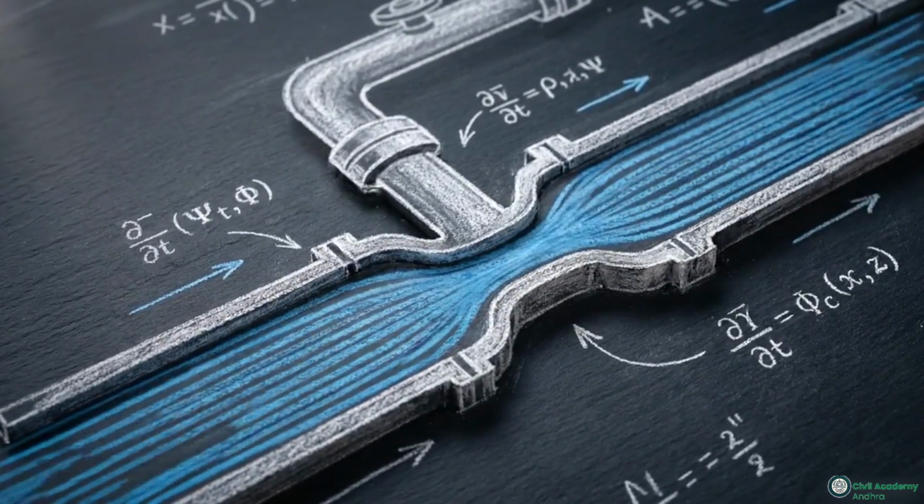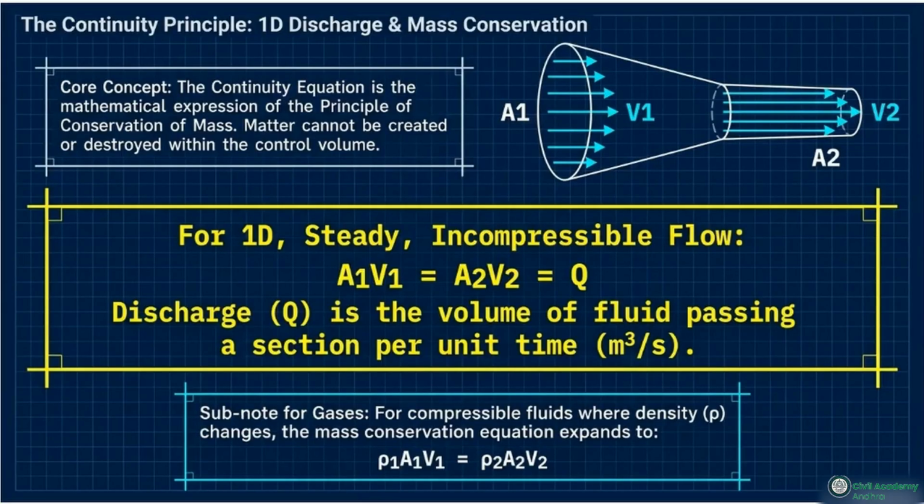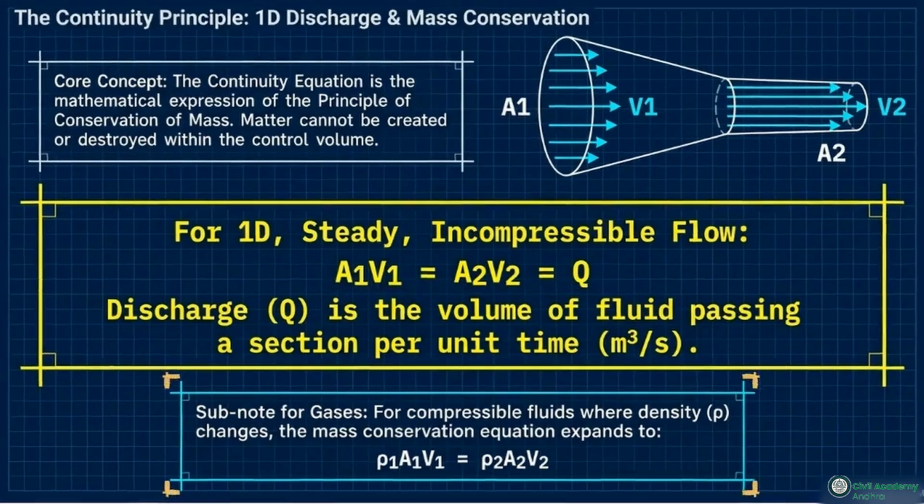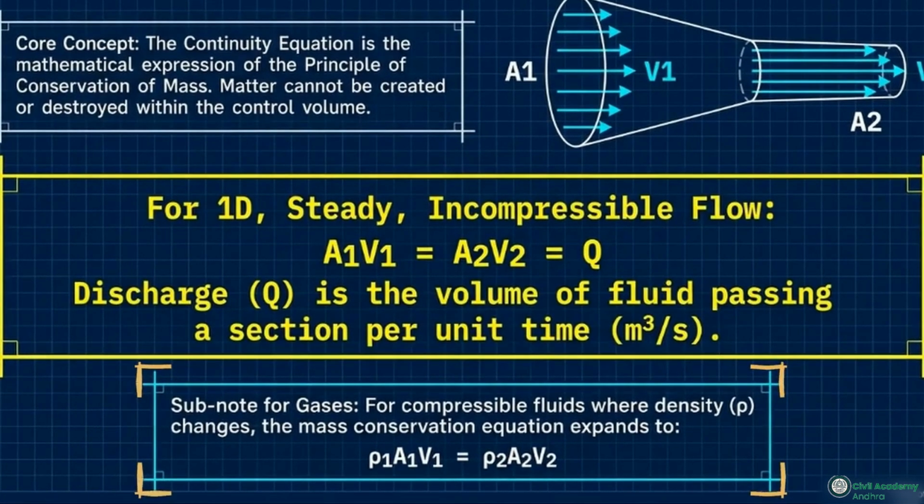This volumetric diagram defines the core concept of discharge, represented by Q. For one-dimensional, steady, incompressible flow, the volume of fluid passing a section per unit time remains constant. We express this strictly as area 1 times velocity 1 equals area 2 times velocity 2. This subnote on the diagram expands the principle of mass conservation for compressible fluids like gases. Because the density changes as it moves, the equation must incorporate the density variable, ρ, into both sides of the balance.